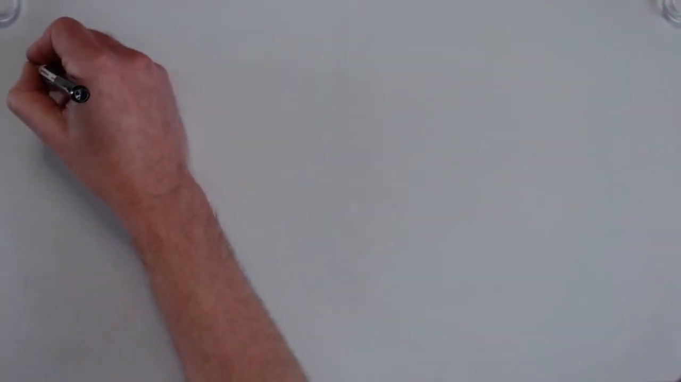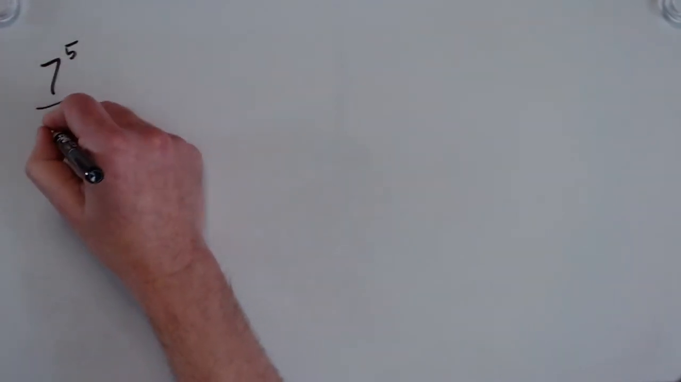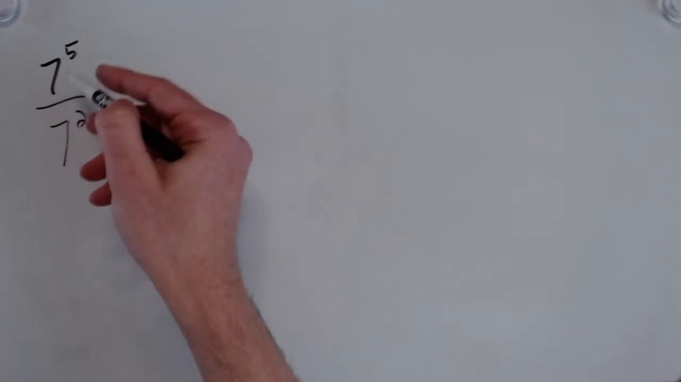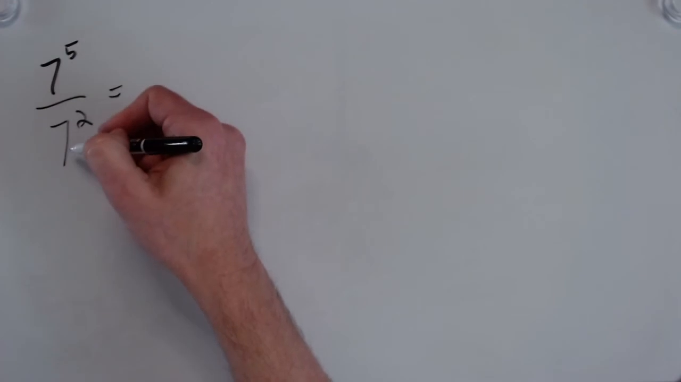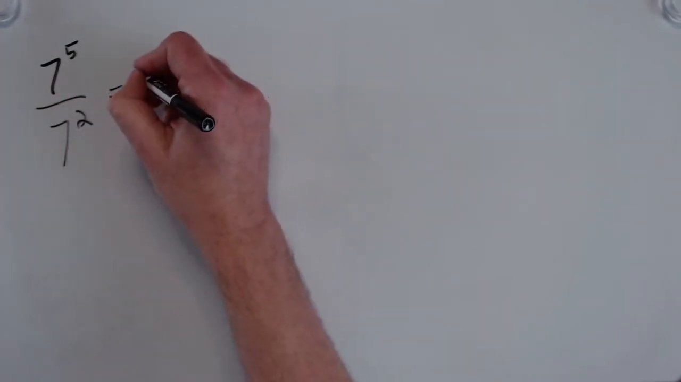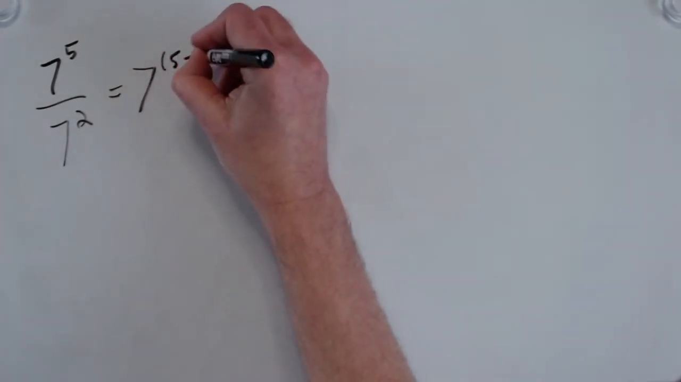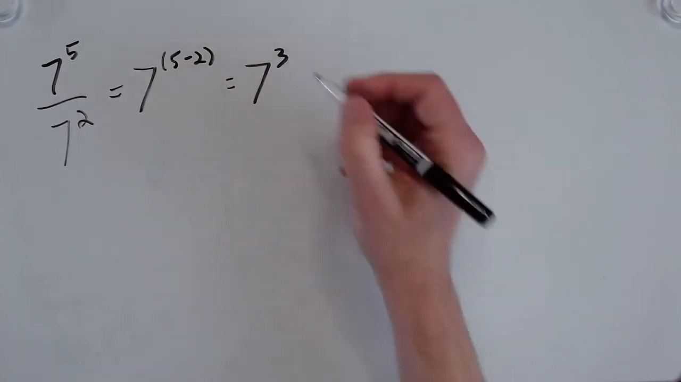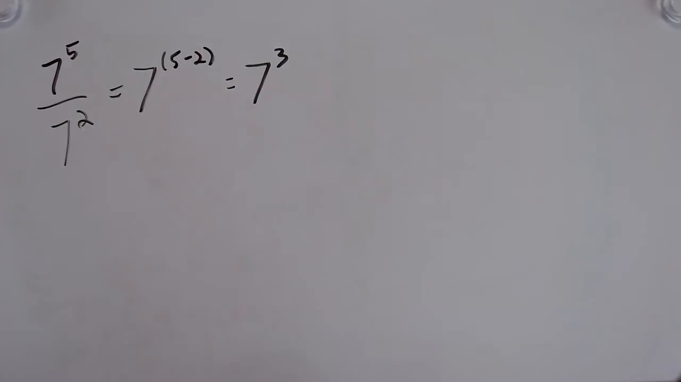Alright, let's do something with some numbers. 7 to the 5th over 7 squared. So 7 to the 5th is some terrible number. Let's not bother figuring that out. But since we're dividing the same base with different exponents, we can subtract the exponents. This is equal to 7 to the 5 minus 2 power, or 7 cubed, which is 49 times 7, which is some number we don't need to worry about, but that's good enough for now.